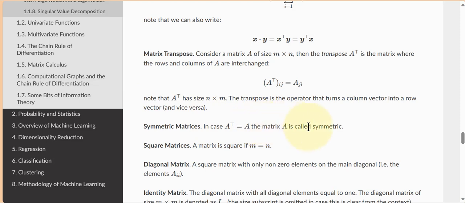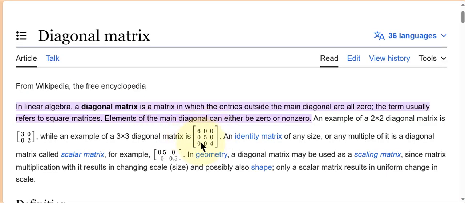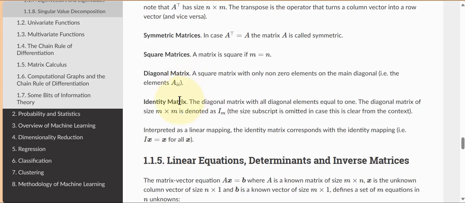Okay, so we have a symmetric matrix, and next we have a square matrix, and that's just a matrix where the number of rows equals the number of columns. And then we have something called a diagonal matrix. Here's an example of a diagonal matrix from Wikipedia. You can see that everything is 0 except along the diagonal. And then we have the identity matrix, which actually is a diagonal matrix, with all ones down the diagonal.